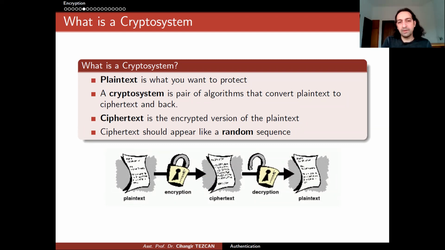A cryptosystem is a pair of algorithms that convert plain text to ciphertext and back. You have an encryption algorithm that converts your plain text into ciphertext, and the ciphertext is the encrypted version of the plain text, and it should appear like a random sequence because we assume that the communication channel is insecure, so everybody captures the ciphertext. But capturing the ciphertext should not give any information about the plain text.